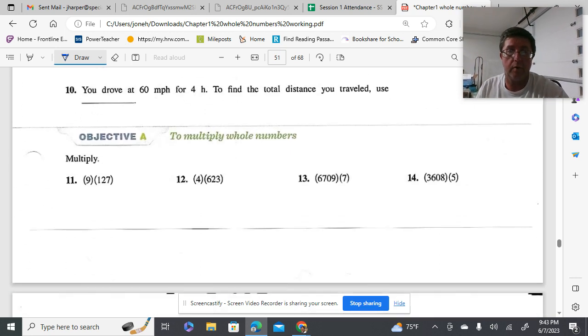Like here, number 11 says multiply. Well, it's 9 in parentheses and 127 in parentheses. That just means you multiply them. So you go 9 times 127. You can do that with your calculator. I wouldn't do it by hand. I'll be honest with you guys.